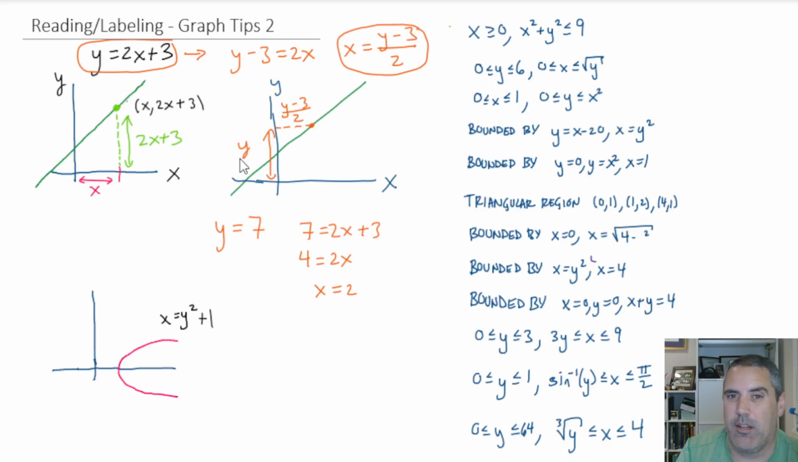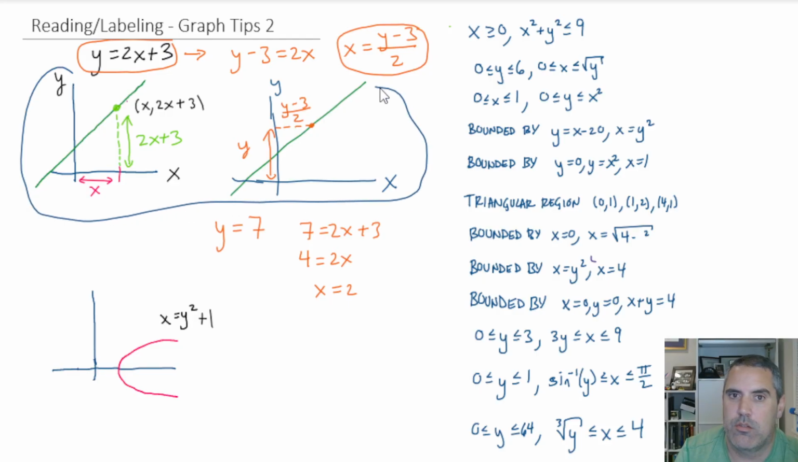And you can always test it out. If I plug in a 7, do I get a 2? So in your mind, when you are working with graphs, it's very important to understand that there's 2 starting places, at least for now. You could label it in terms of x or label it in terms of y.